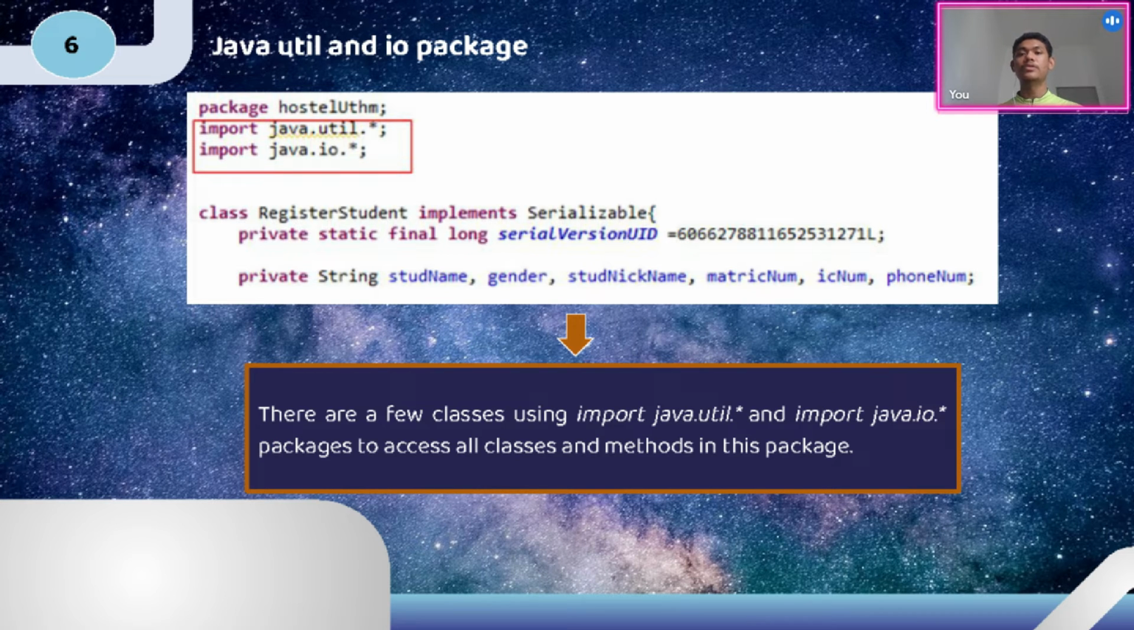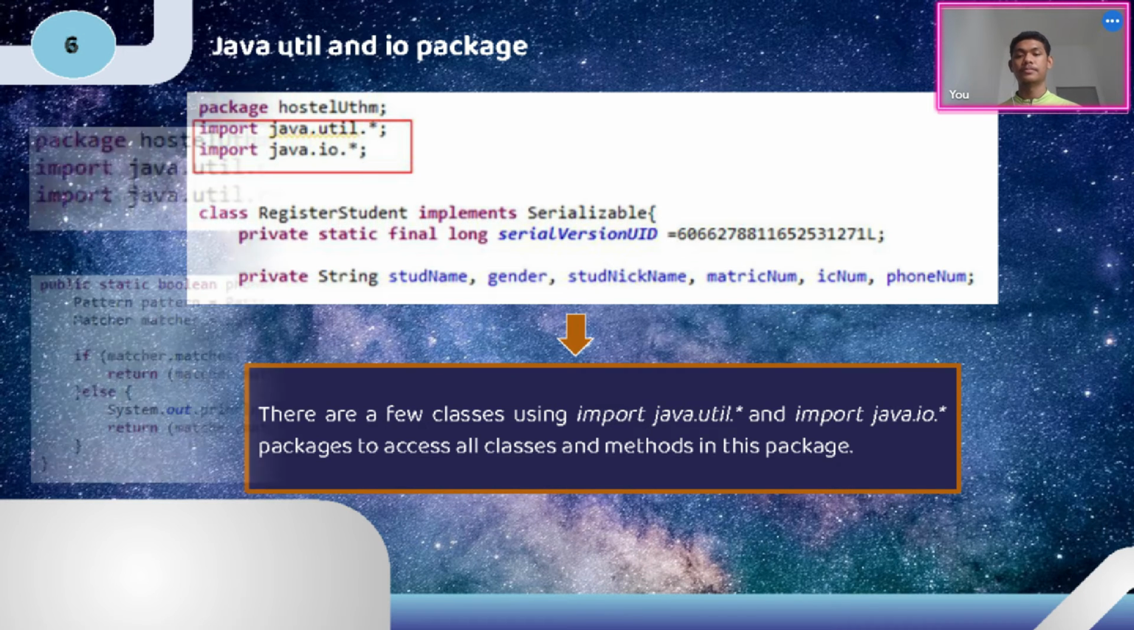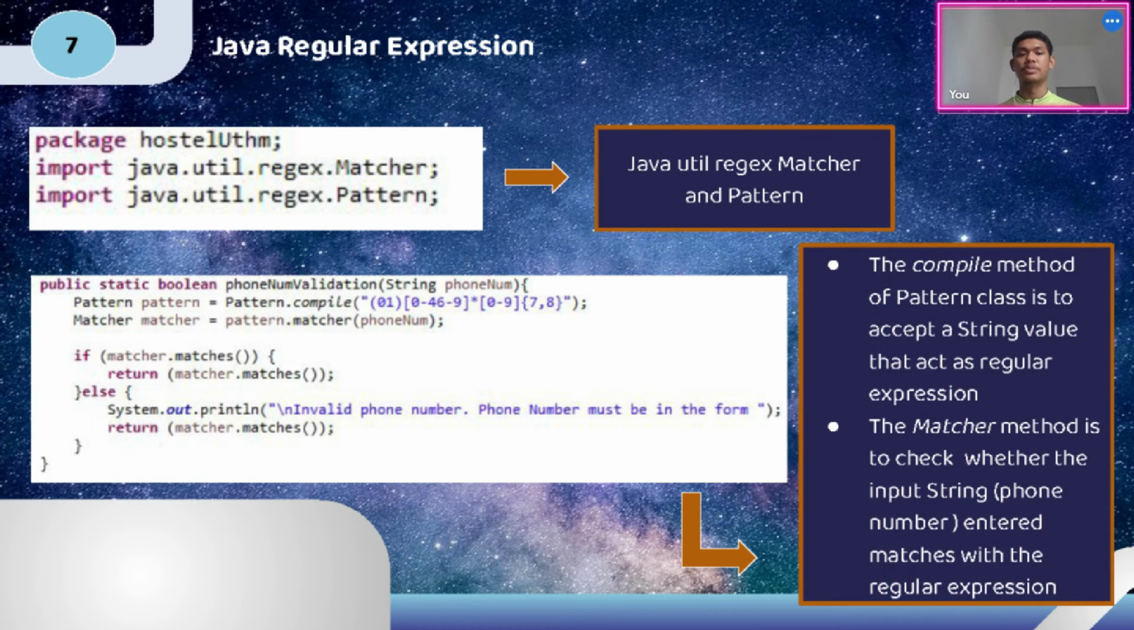The sixth one is the Java util and IO package. Inside this package, it can access all the classes and methods in this package. The seventh one is Java regular expression. Java util regex uses Matcher and Pattern to create a pattern which the user needs to enter using the Pattern, and the Matcher will be used to indicate if the pattern is true or not.